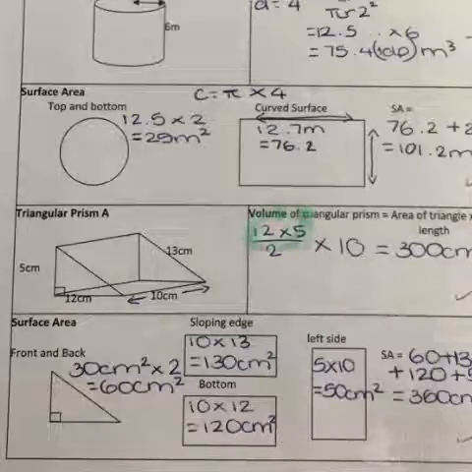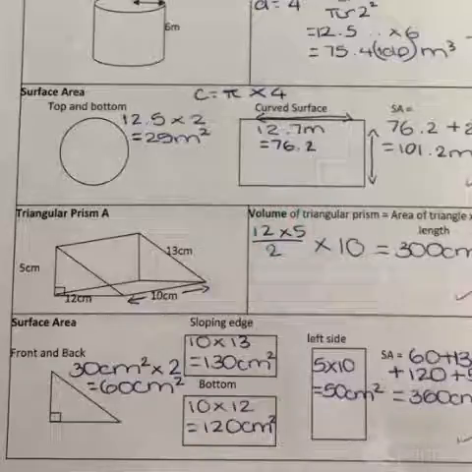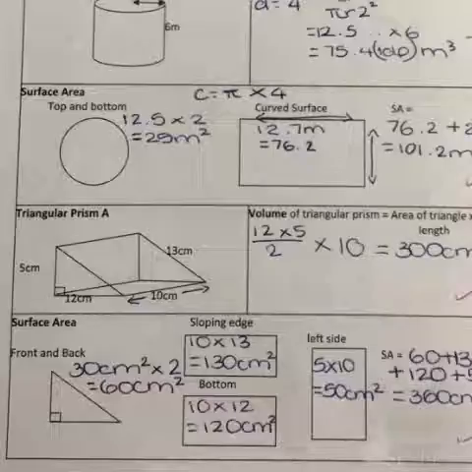However, if you've shown that you're doing base times height divided by 2 like this person has here, even if it was wrong, you could get a method mark there, hence not getting 0 for the question.